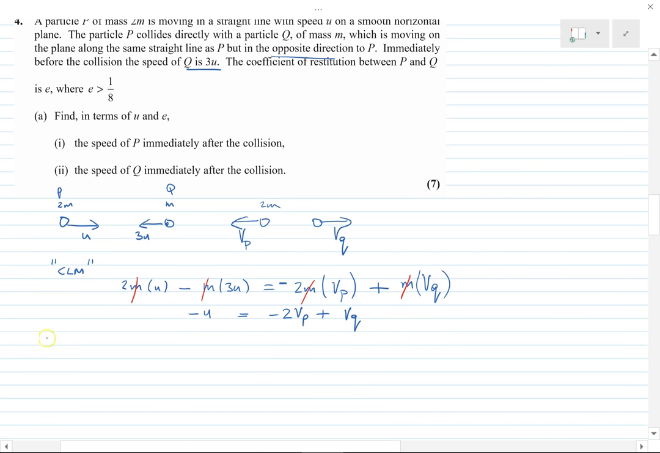Now let's set up Newton's law of restitution, or Newton's experimental law, equation. That's speed of separation over speed of approach. Assuming that they are going away like this, then we'll be adding these two together for the speed of separation. So e, speed of separation, will be Vp plus Vq, all divided by these two added together because they're going towards each other. So that's 4u. So that comes to 4eu is equal to Vp plus Vq.